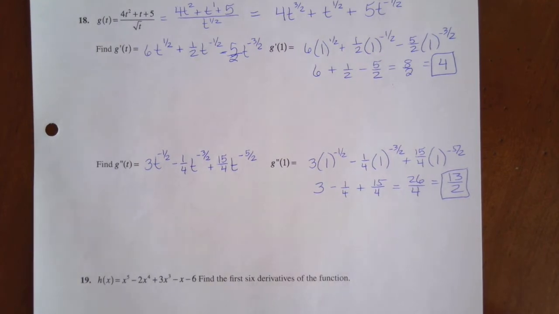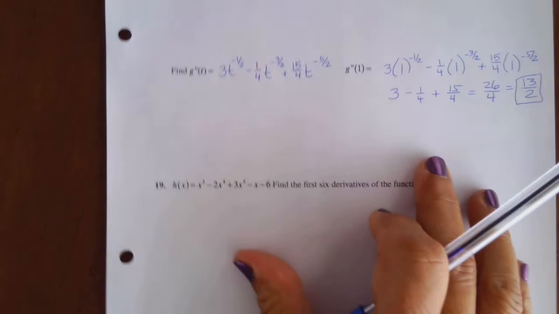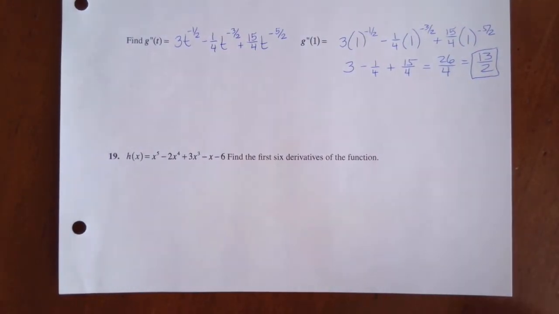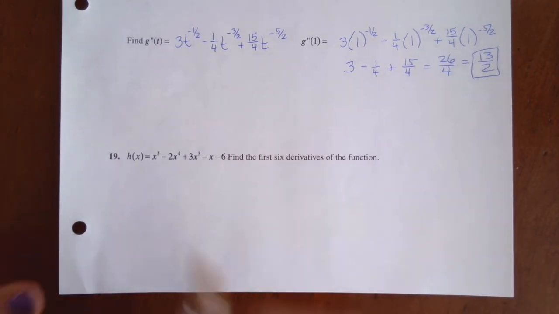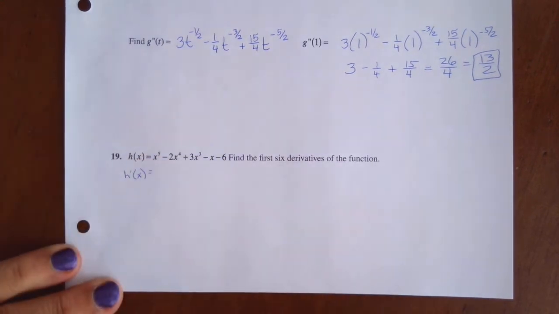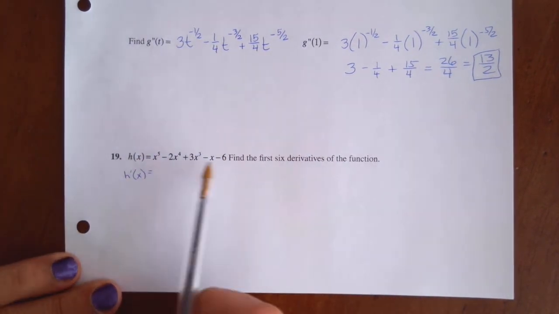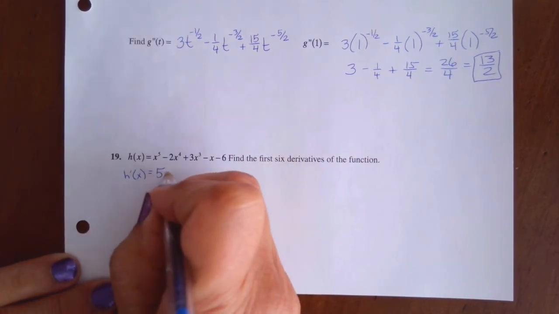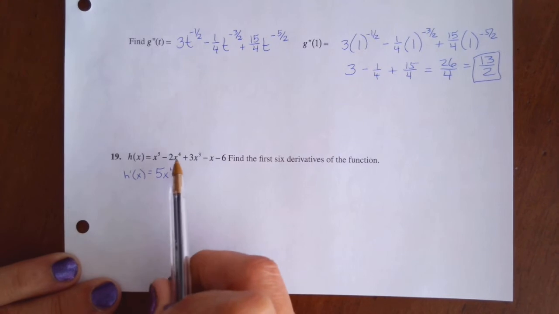All right, number 19. Kind of fun, I guess. This is just so that you practice with derivatives. So it says find the first 6 derivatives of this function. Okay, and some of this is about notation as well. All right, so let's find the first derivative, h prime of x. I'm just going to do these underneath each other. Take power rule for each of these. So bring the 5 out front, subtract 1 would give you 5x to the 4th.